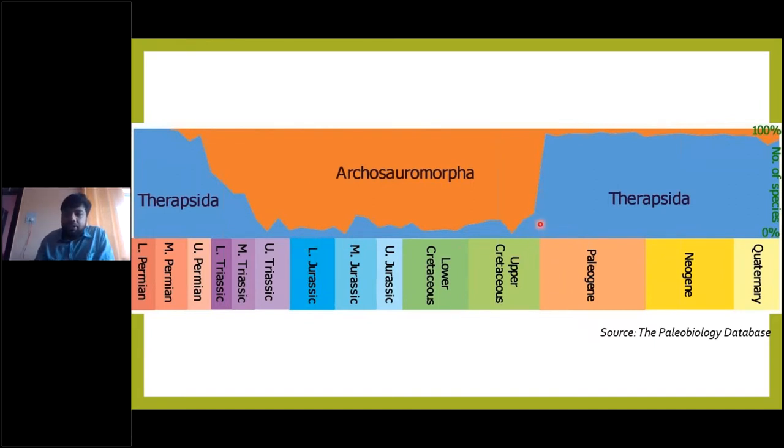And then during the K-Pg mass extinction event, that means the Cretaceous-Paleogene mass extinction event, 66 million years ago, with the end of the dinosaurs, again niches were vacant because of the extinction of dinosaurs. And then again therapsids, or early mammals, got a chance to dominate the Earth, and this is the present. We now know that this is the Cenozoic era, ranging from Paleogene to Quaternary. This is the era of mammals.